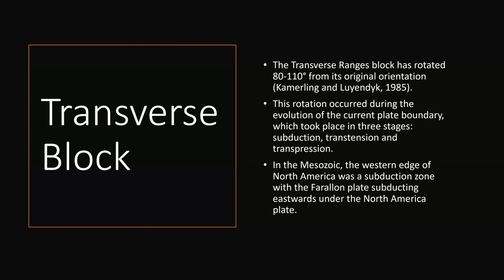In the Mesozoic, the western edge of North America was a subduction zone with the Farallon plate subducting eastwards underneath North America. We talked about that several times so far, just kind of reiterating every time we go through one of these provinces.